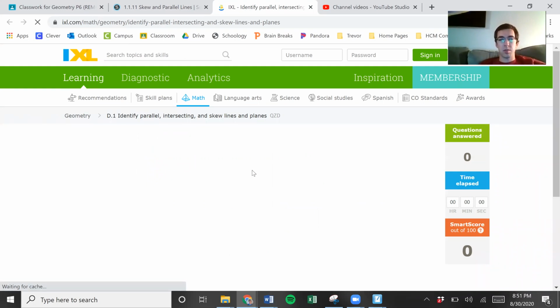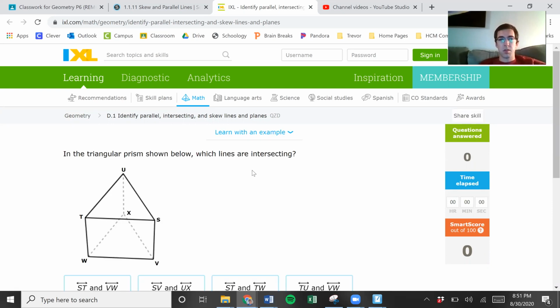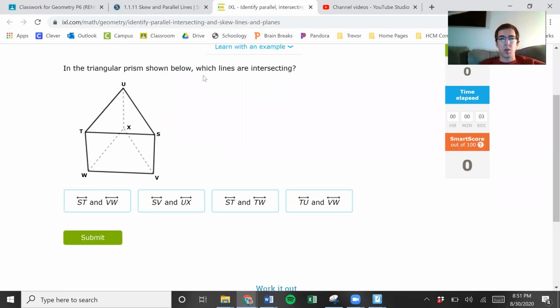So let's see here. What's it going to show us? It says in a triangular prism below, which lines are intersecting? ST and VW. Let's see if I can annotate this a little bit. Let's draw. So I've got ST, that's this line, and VW, that's this line. So nope, not those.